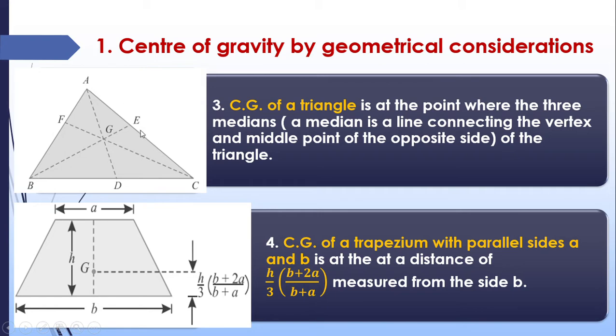E is the midpoint of AC. In this figure it is not like that, anyway, E is the midpoint of AC and we will connect E with the opposite vertex B. F is the midpoint of AB and we will connect F with C. So all these 3 lines will meet at a point. That point will be the center of gravity of a triangle.